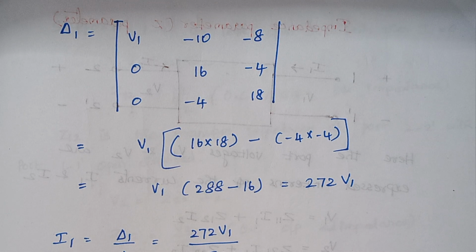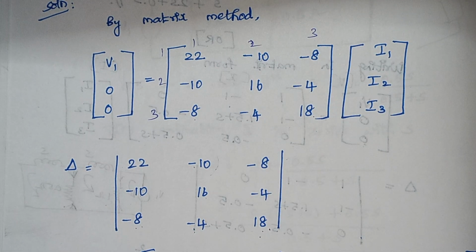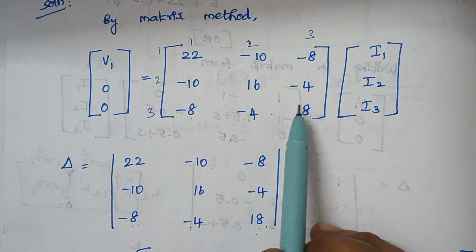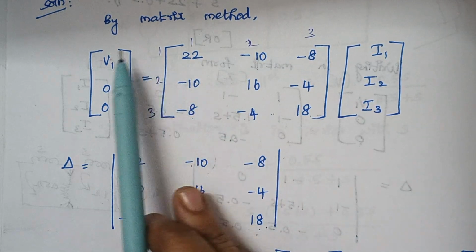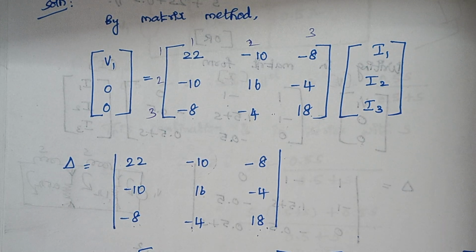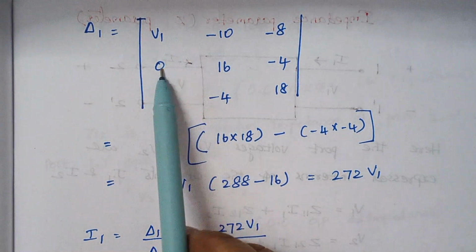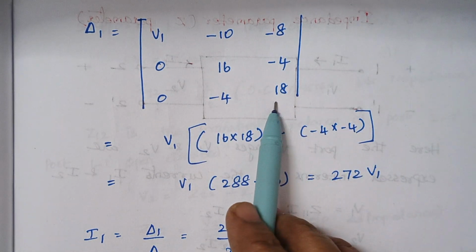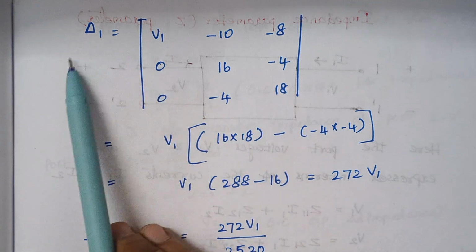The next one is finding the value of del 1. So here in the determinant, you have to replace the first column. You see here, this is the value of the determinant. So in order to find V1, you have to replace this first column by this voltage value. So this is what I had written here. So you see V1, 0, 0, and the rest of the columns remain the same.